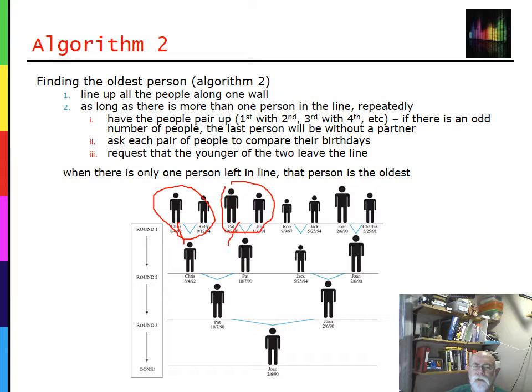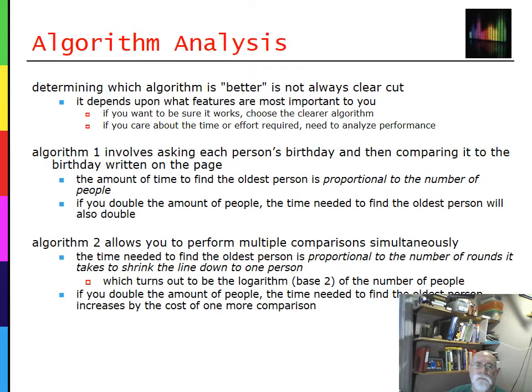So all of a sudden, you cut these 2, 4, 6, 8 people in round 1 down to 4 people in round 2. Round 3, you cut it down to 2 people, and then by round 4, you have the oldest person in the room right here. This is a very fast way of doing it, and that's key.